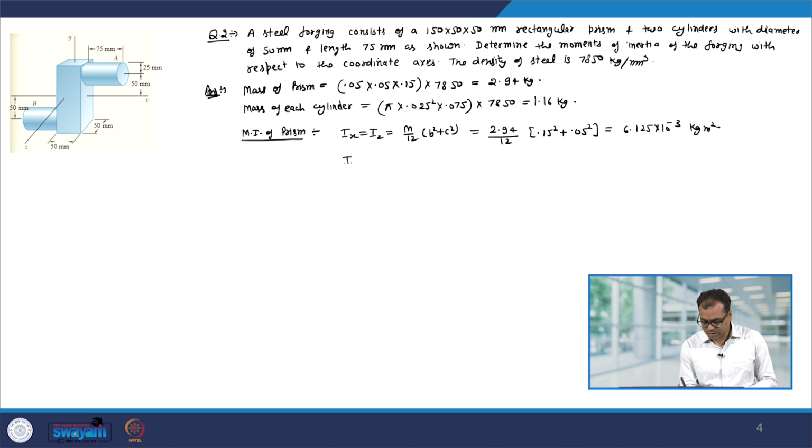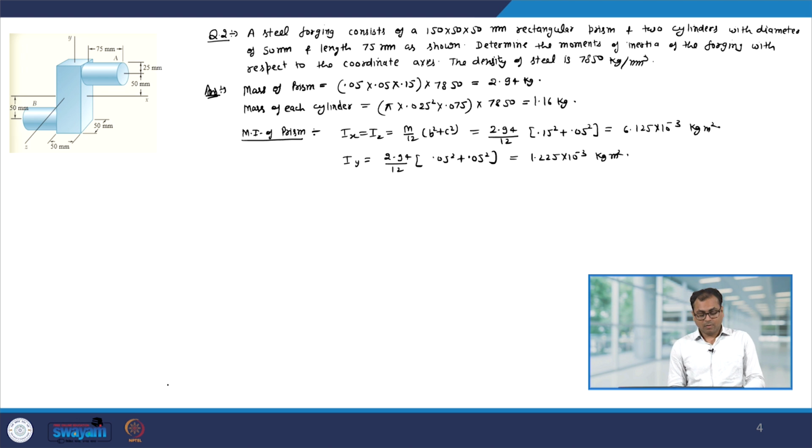And the moment of inertia about the y axis, similarly, will be 2.94 divided by 12 into 0.05 squared plus 0.05 squared. Okay. And this is equal to 1.225 into 10 to the power minus 3 kg meter square. Now, let us look at the moment of inertia of the cylinder.